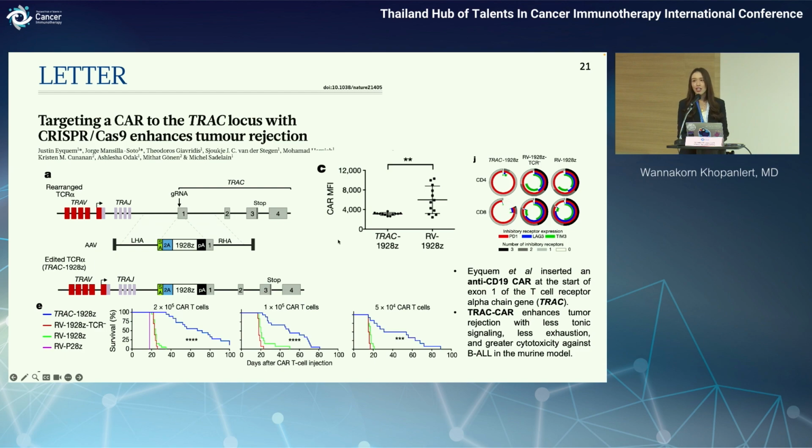This is some of the examples of the research that used CRISPR-Cas9. A very interesting one used CRISPR-Cas9 to insert the CAR gene in T cell engineering. They inserted the anti-CD19 CAR at the start of exon 1 of the T cell receptor alpha chain gene, or TRAC. And this TRAC CAR enhanced tumor rejection with less tonic signaling, less exhaustion markers, with uniform CAR expression and greater cytotoxicity against B-ALL in the murine model.